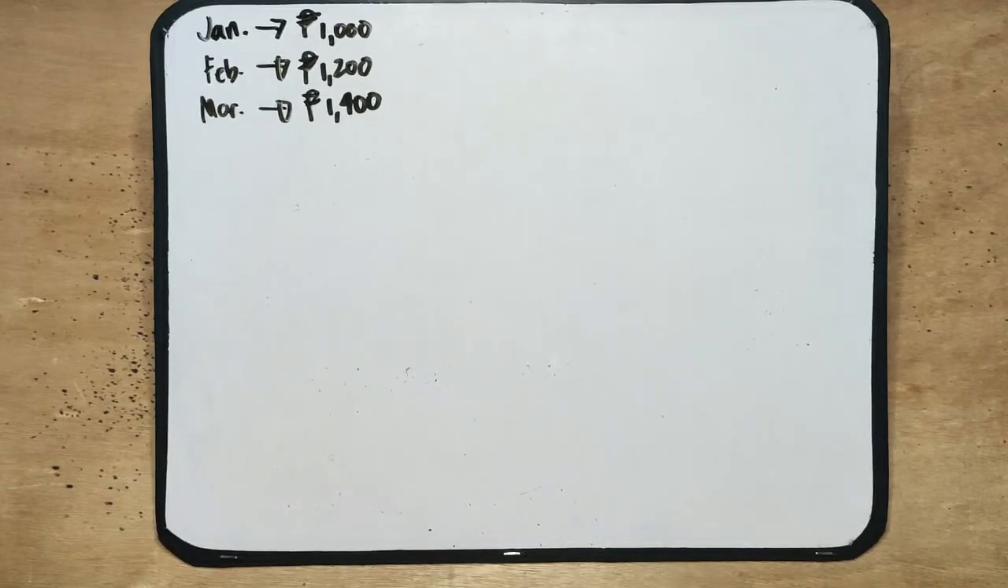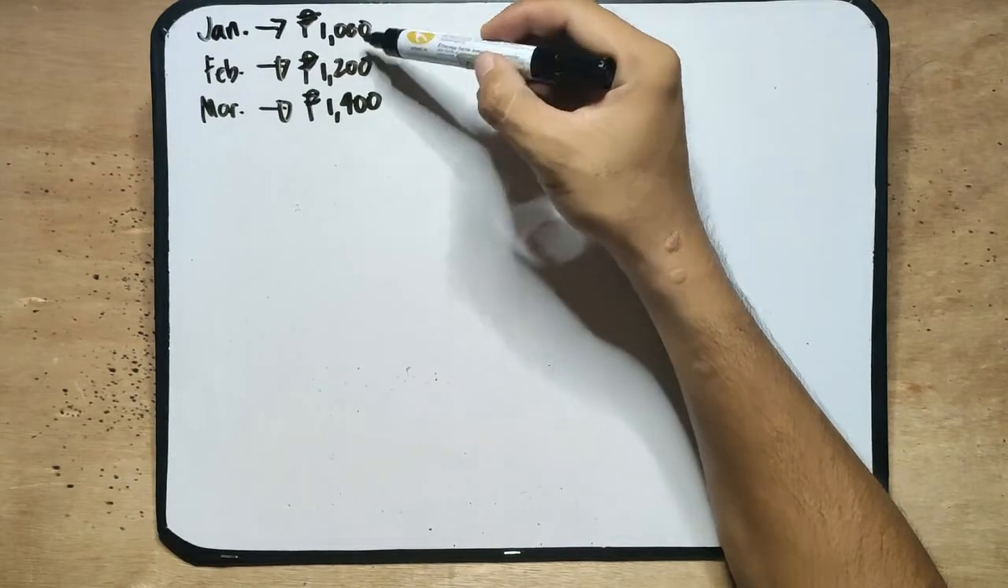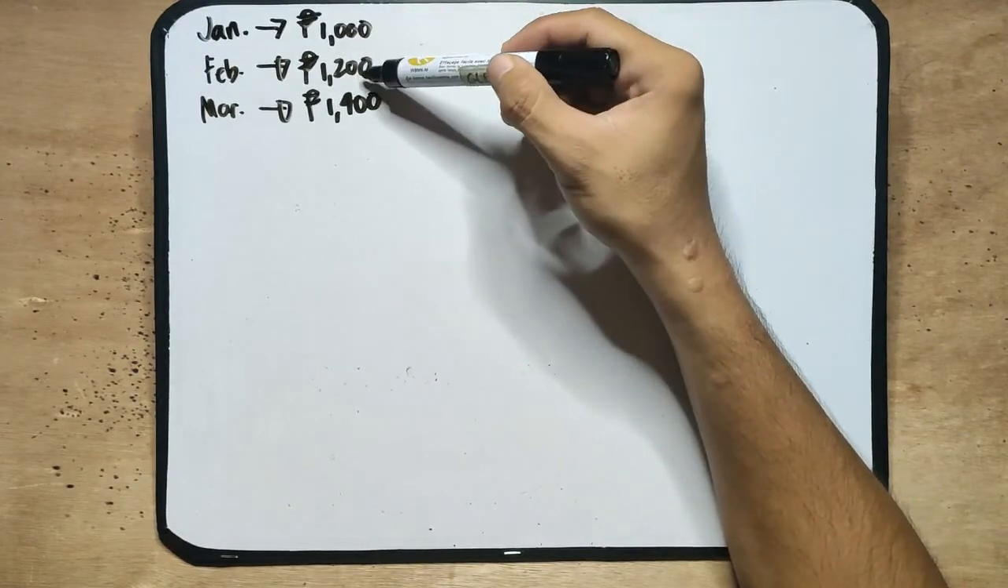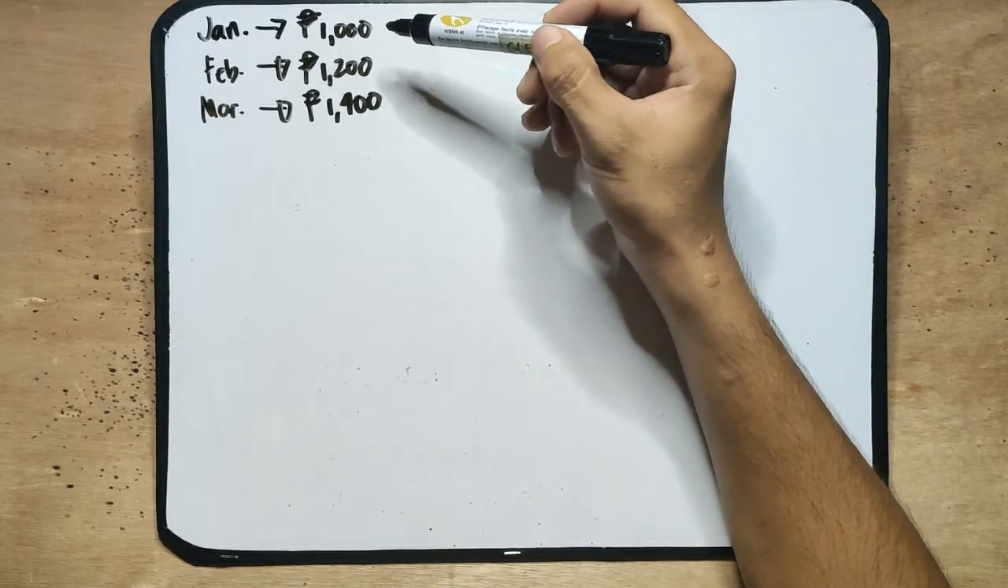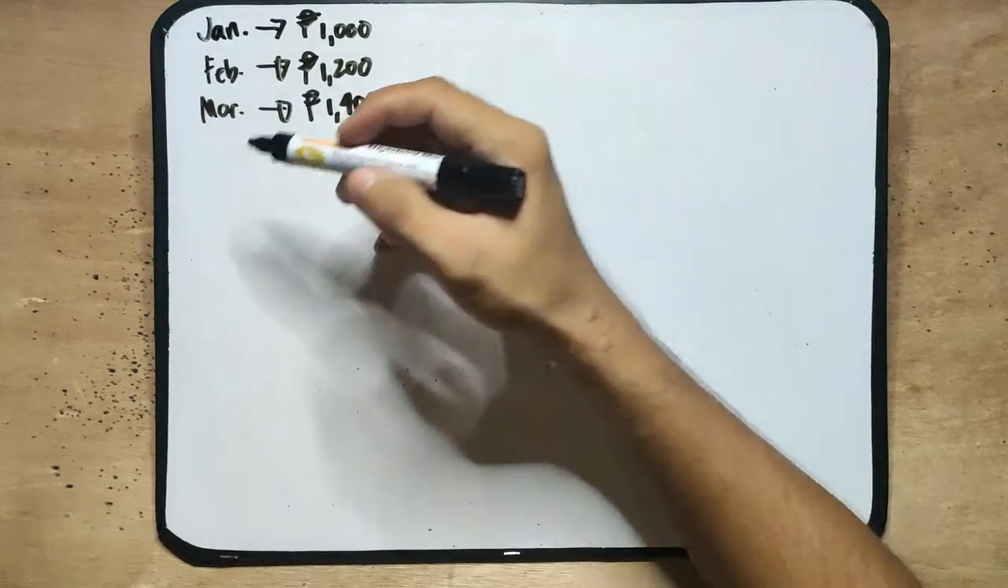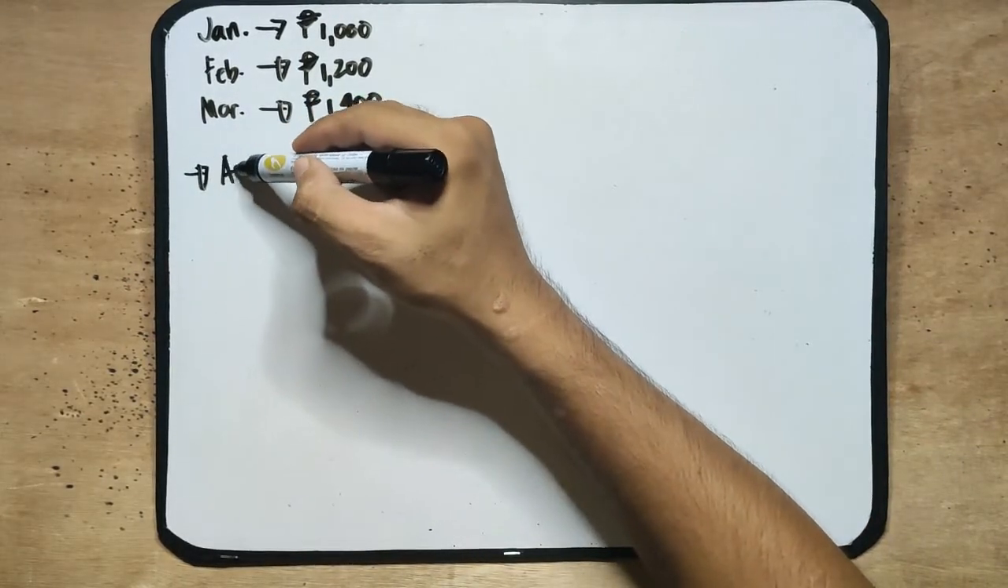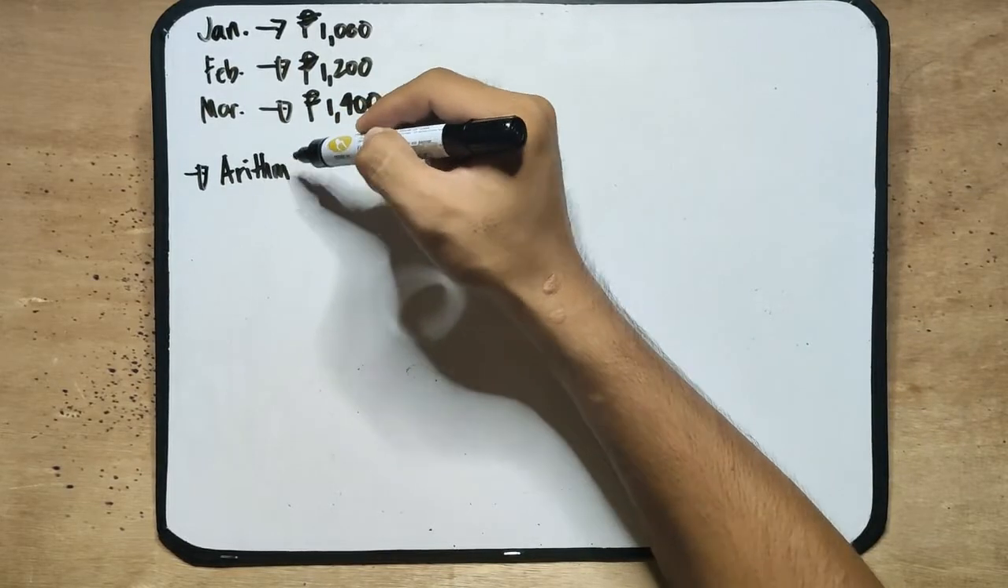So, as you can see, mayroon silang common difference. So, ang common difference nila ay 200. So, ibig sabihin, since may common difference sila, this is an example of an arithmetic sequence.